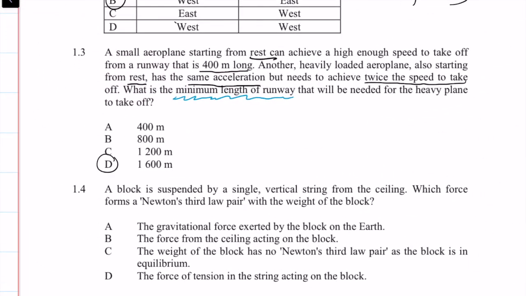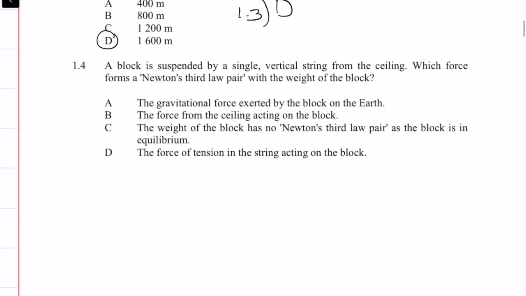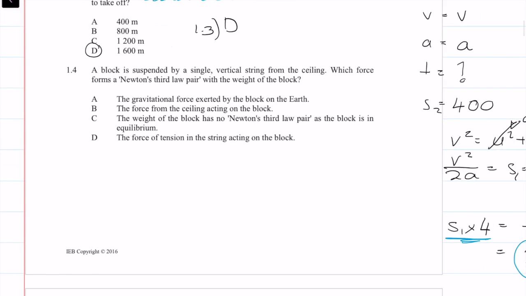Yes, it is option D. So 1.3 we can say is option D. Okay, the next question. A block is suspended by a light vertical string from the ceiling. Which force forms a Newton's third pair with the weight of the block?